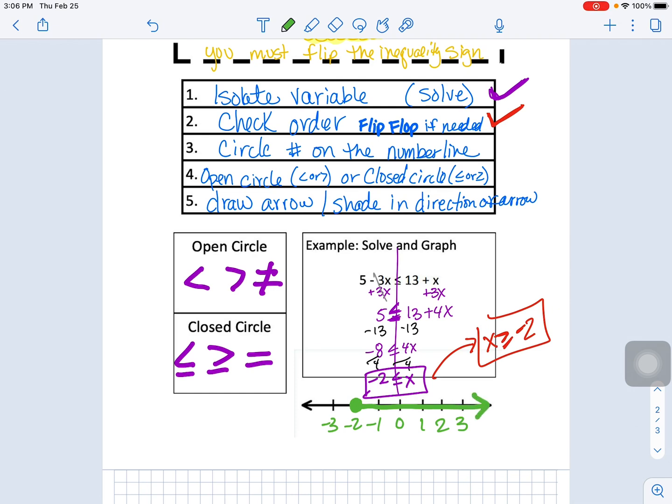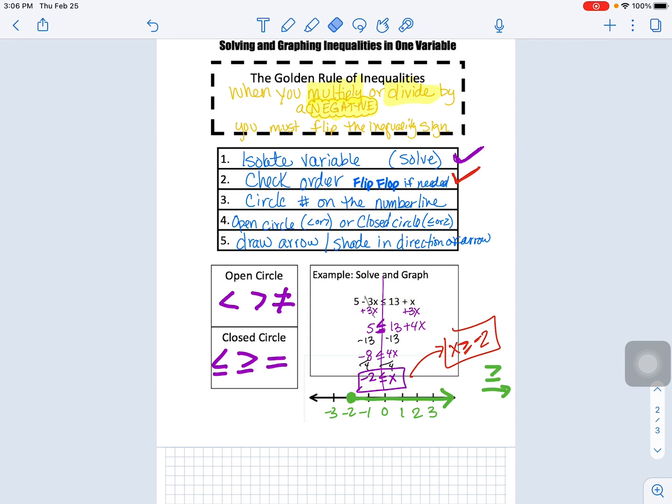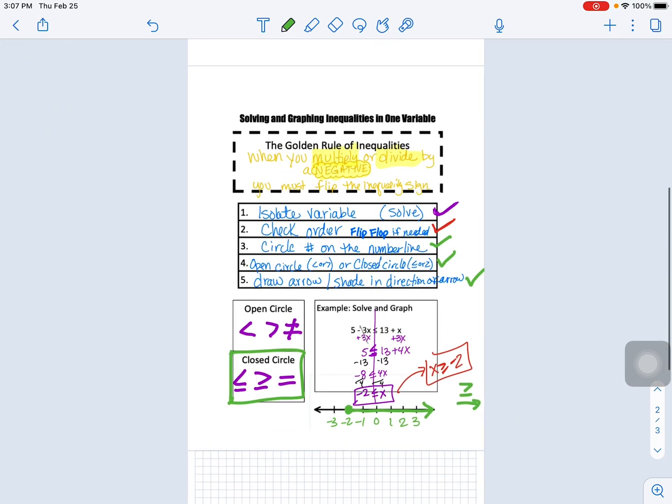Also, a little hint: when you put x first, you can draw the arrow in the direction of the inequality symbol. Since it's a greater than or equal to, I'm going to draw it to the right. That strategy only works if you write x first. All right, so I circled the number on the number line. It was a closed circle because it was equal to, right? So whenever it has the line underneath it, it's a closed circle. And then I drew an arrow in the direction of the inequality symbol. So those are the steps to solving an inequality.